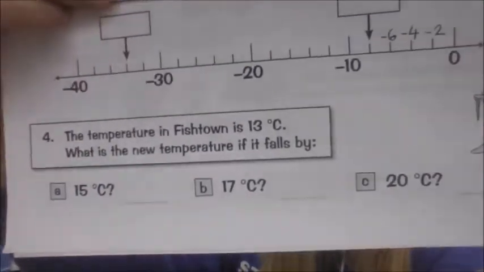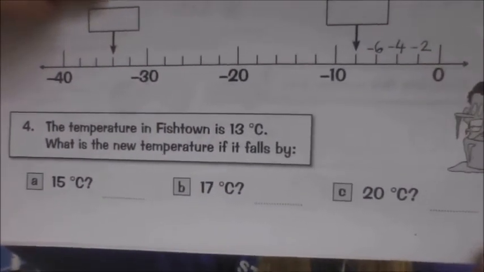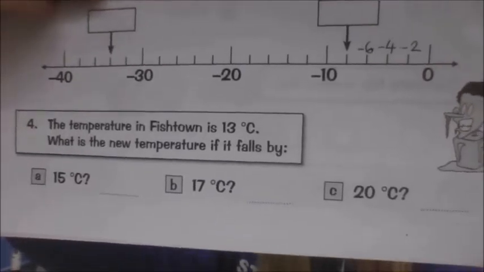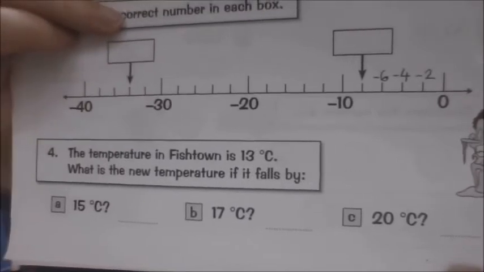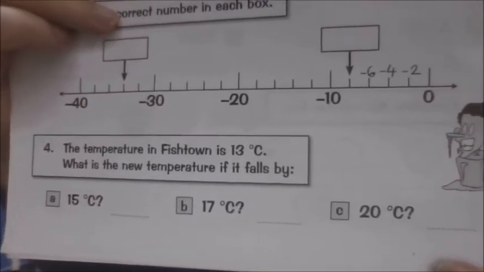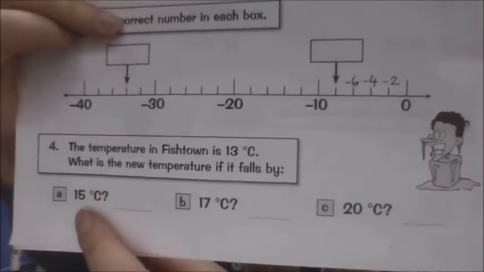Now, question number 4. It says the temperature in Fishtown is 13 degrees Celsius, and that's a temperature that tells you how hot or cold somewhere is. And it says, what is the new temperature if it falls by? And then we've got 3 numbers. So for this again, your answer will be a negative number.